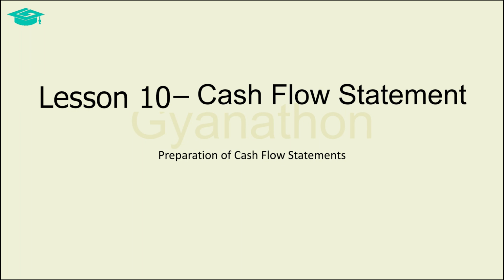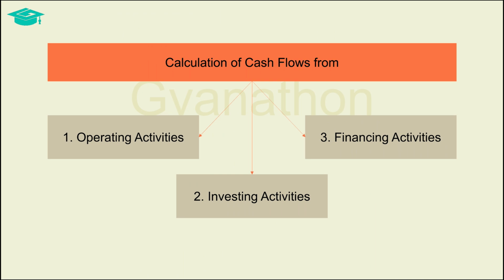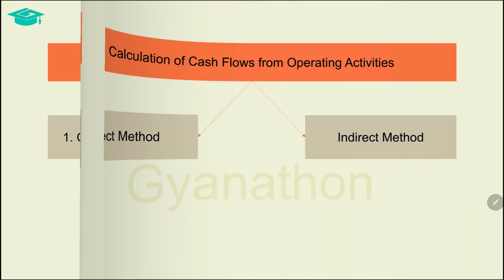We have discussed the various aspects of the cash flow statements and now arrived at the final aspect in the preparation of cash flow statements. While preparing the cash flow statement, the cash inflows and outflows of a business are classified into three types, that is, cash flow from operating activities, cash flow from investing activities, and cash flow from financing activities.